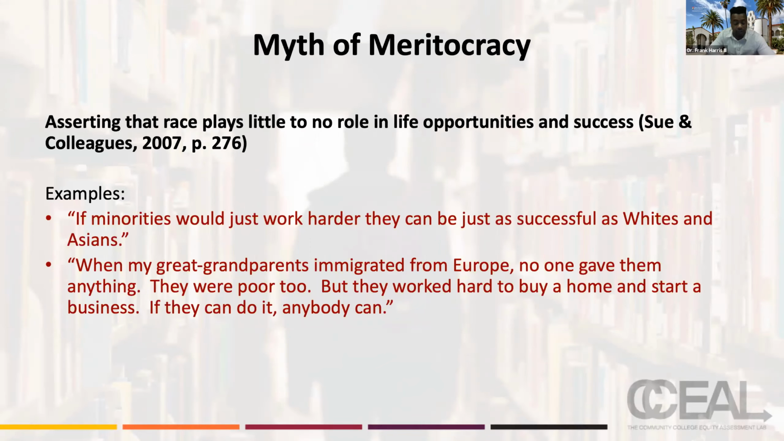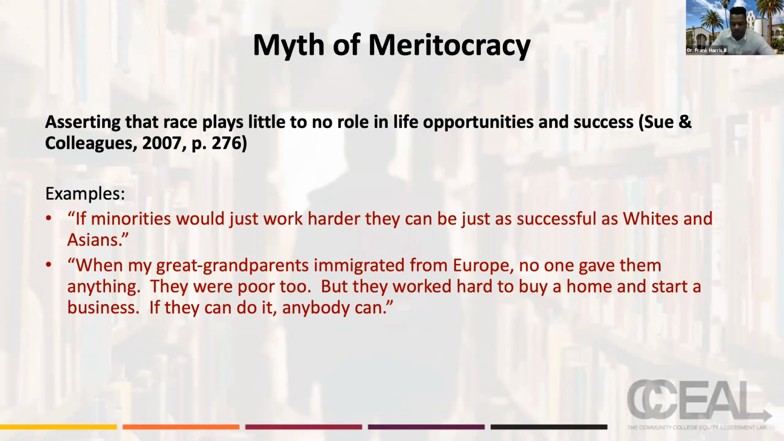So this one occurs when we assume that race plays little or no role in life opportunities and life success. Some examples here: if minorities would just work harder, they can be just as successful as whites and Asians, right? And this is, again, assuming that in some ways whites and Asians don't have challenges and don't need support as well, right? That's kind of a secondary issue there.